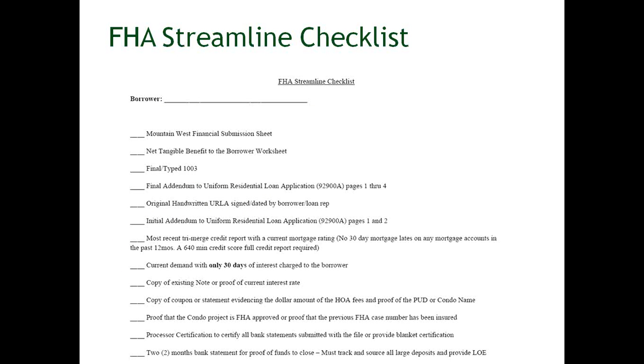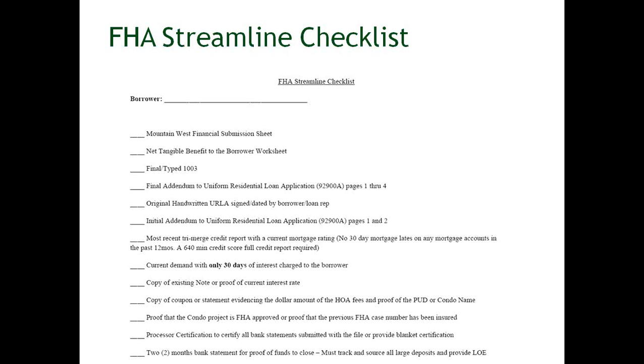Let's take a look at the Streamline checklist, or what you're going to need to obtain for the file. We're going to need the Mountain West submission sheet, net tangible benefit to the borrower worksheet, final typed 1003, final addendum to the Uniform Residential Loan Application 92900A, pages 1 through 4, the original handwritten or typed, signed and dated by borrower and the loan rep, initial addendum to Uniform Residential Loan Application 92900A, pages 1 and 2, most recent tri-merge credit report with current mortgage rating, no 30-day lates on any mortgage accounts in the last 12 months. Also, a 640 minimum credit score is required.